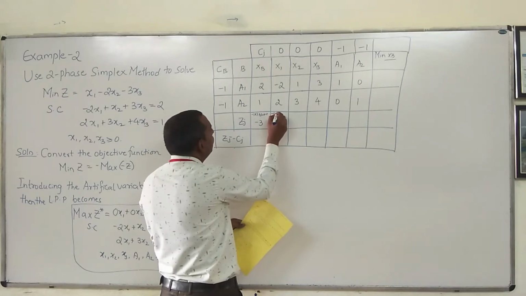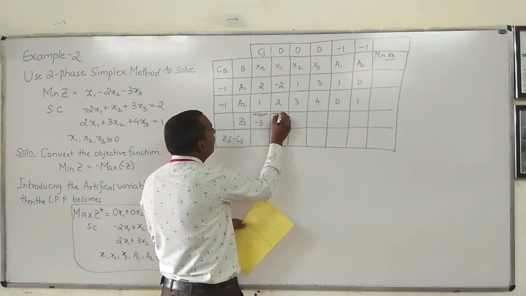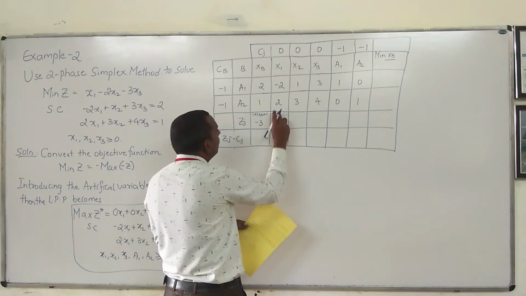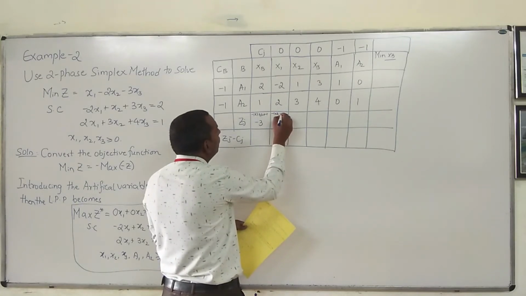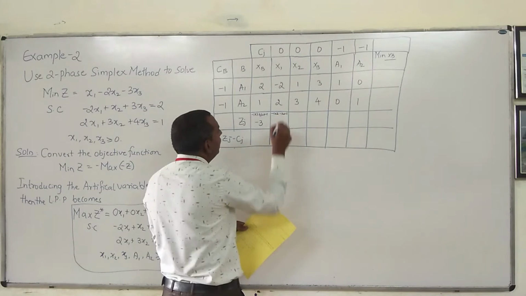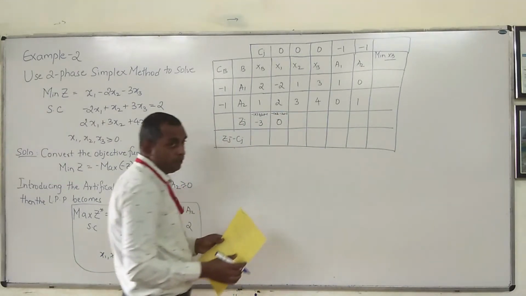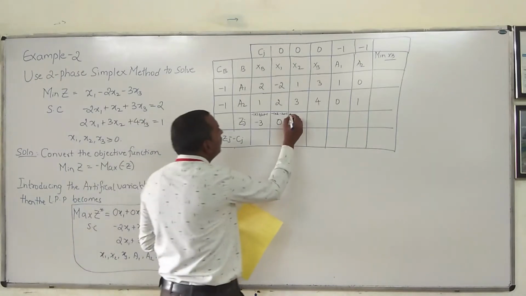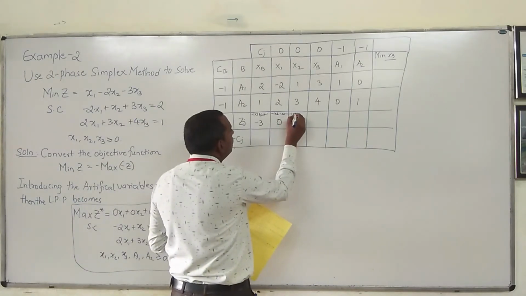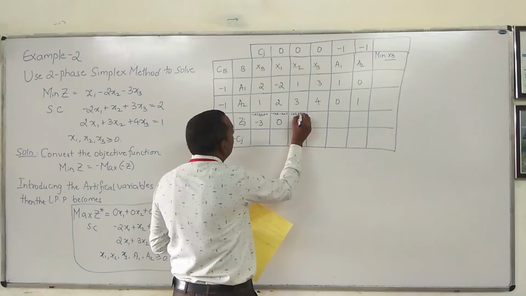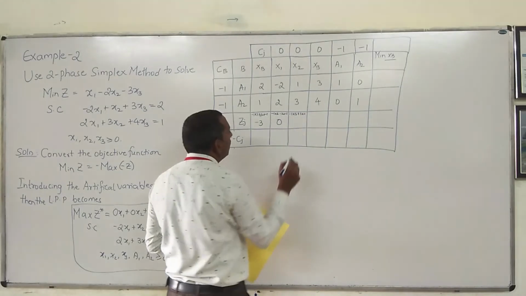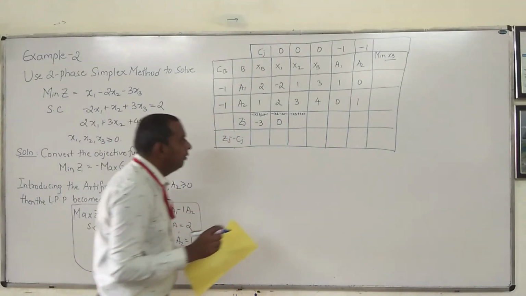Followed by minus 1 into 2 plus minus 2 into minus 1. That is 2 plus 2... no, 2 minus 2 is 0 here. So it is minus 1 into 3 plus 1 into minus 1. So it is minus 3 minus 1.